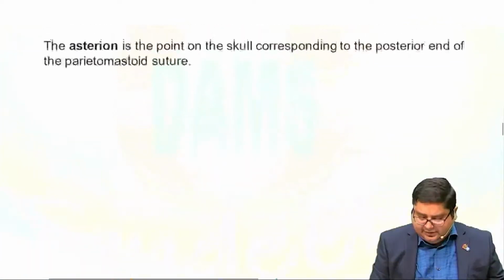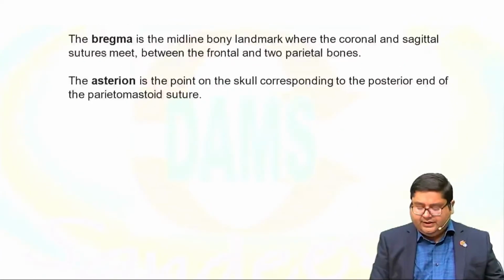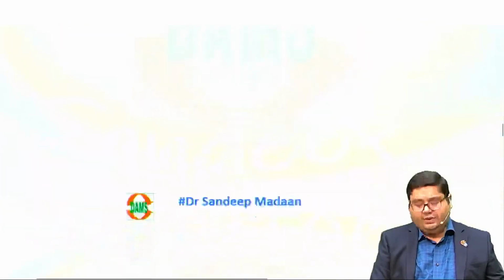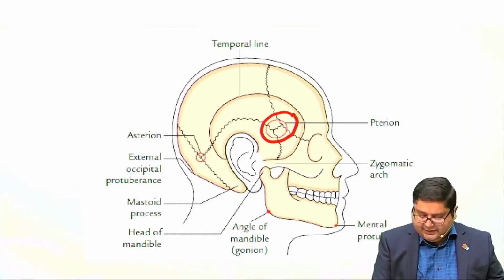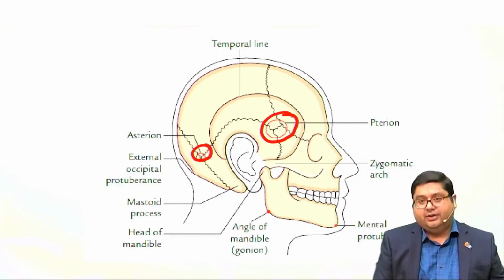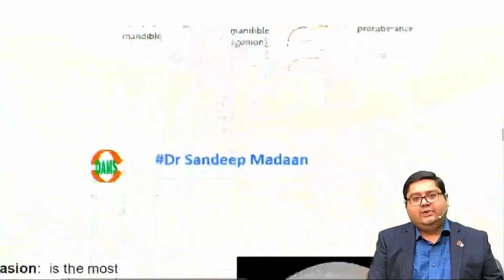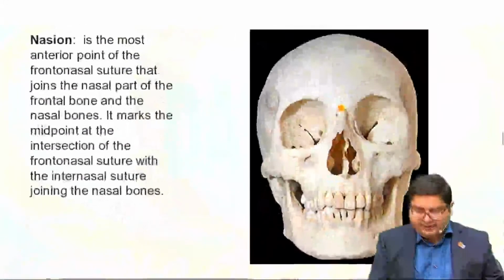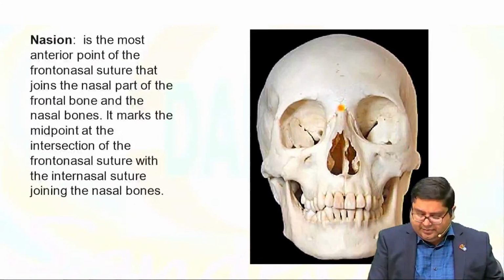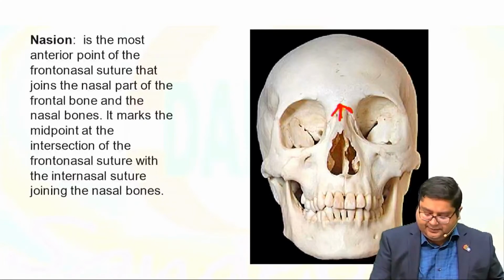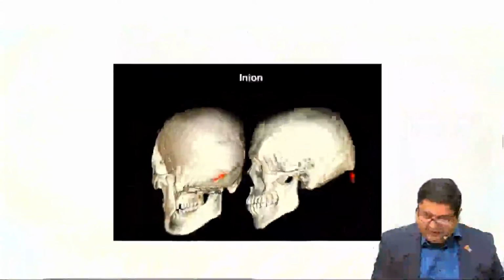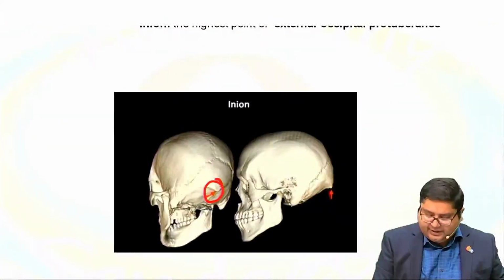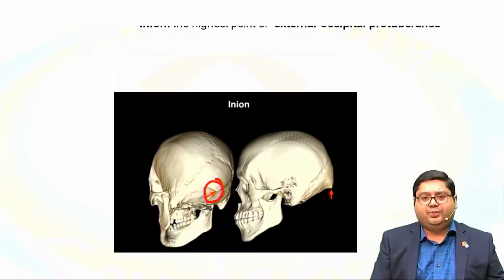All right. Just to show you where the asterion is present. Asterion is the posterior end of the parieto-mastoid suture. Here you can see this is the mark which is called pterion. This is the part which is called asterion. All right. And also just to show you what the nasion is, it is the anterior part where the internasal and the frontonasal sutures are meeting, okay. And where is the inion? It is the highest point of the external occipital protuberance. Just to show you where these points are present, right?